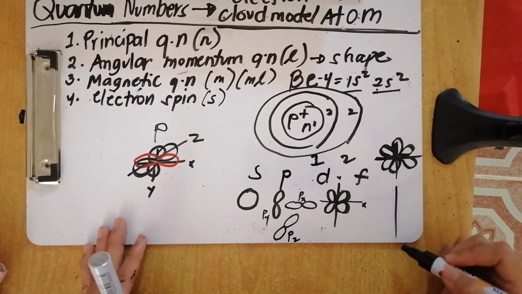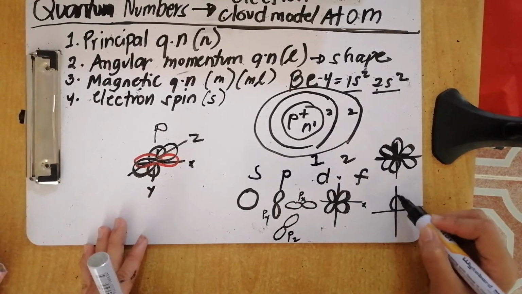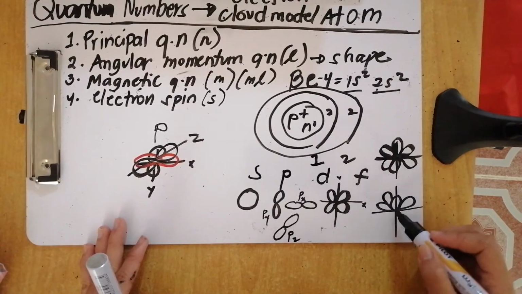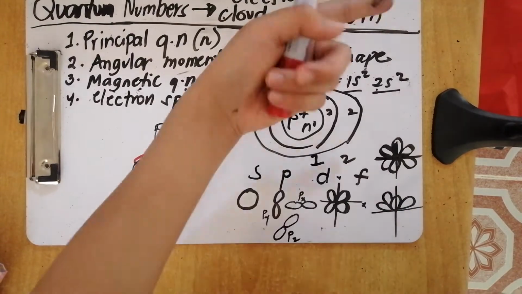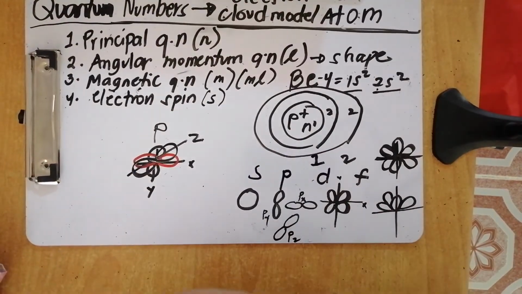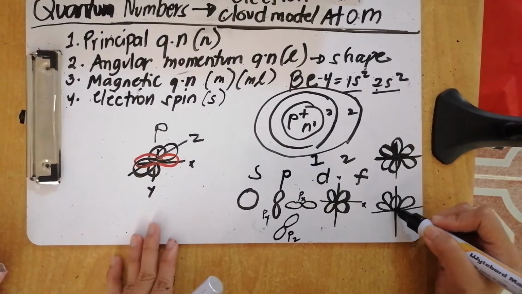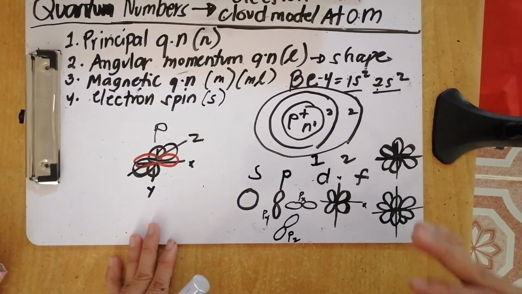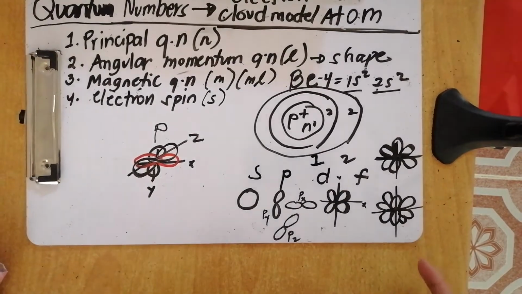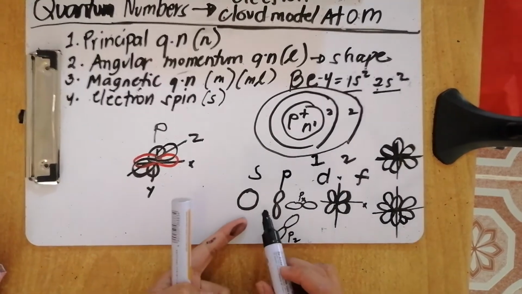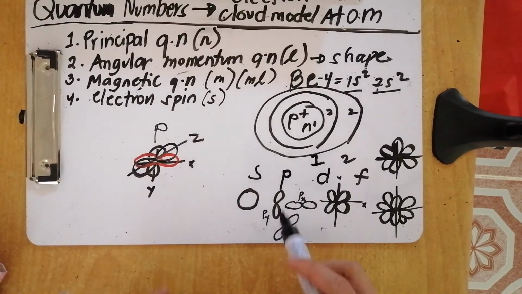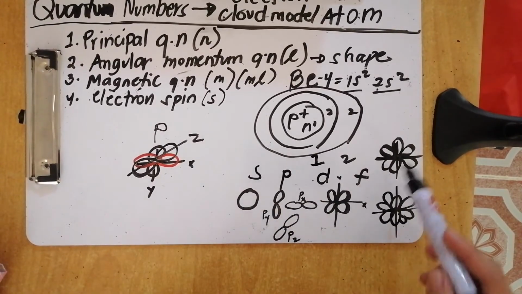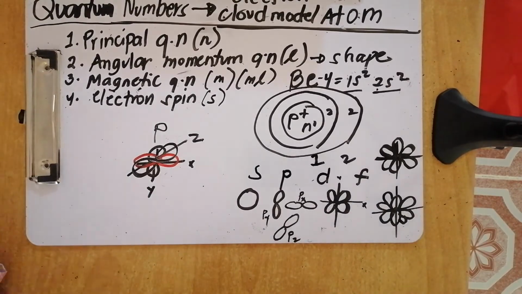Or sometimes there are 8 lobes. 1, 2, 3, and then there's 4 on the other side. Let's imagine that this is three-dimensional. So 1, 2, 3, and then there's the back part. So 8 lobe F. So S, circular, just a simple circle. P, a dumbbell shape. D, clover shape. F could be 6 lobe or 8 lobe.